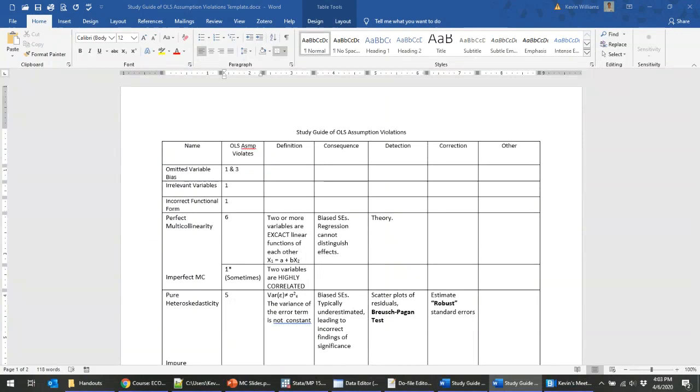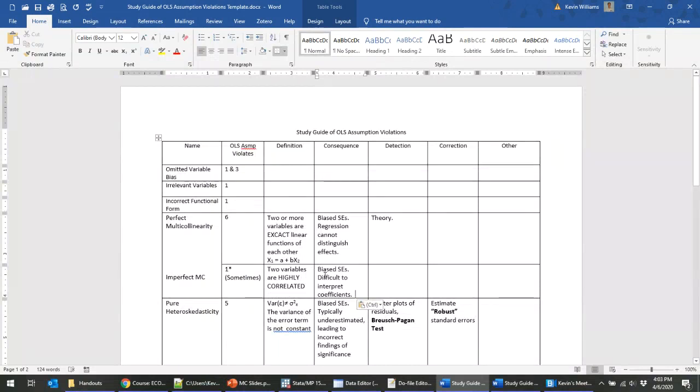The reason that we're going to talk about imperfect multicollinearity, though, is that when you have really highly correlated explanatory variables, often your standard errors are going to be biased. And it can make your regression difficult to interpret. So I'm going to switch to the slides now.